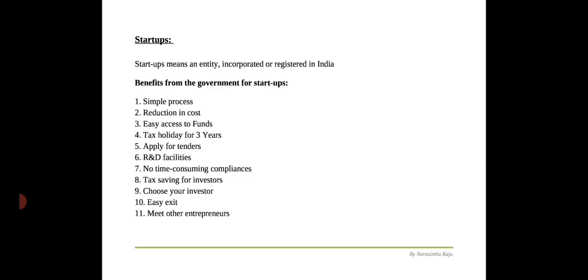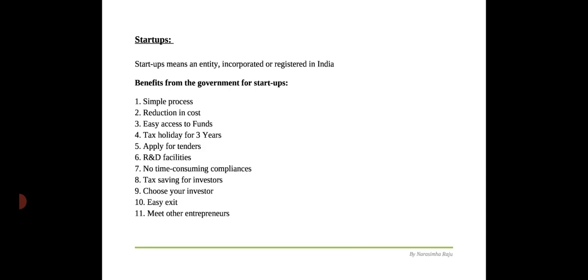Next one is R&D facilities, research and development facilities. 7 new research parks have been set up to provide facilities to startups in the R&D sector by the Government of India. And the next benefit is no time consuming compliances. Various compliances have been simplified for startups to save time and money. Startups shall be allowed to self-certify compliances through the startup mobile app with 9 labor and 3 environment laws. That means no time consuming compliances, because only 3 environmental laws and 9 labor laws are required to be followed by those who are having startups.